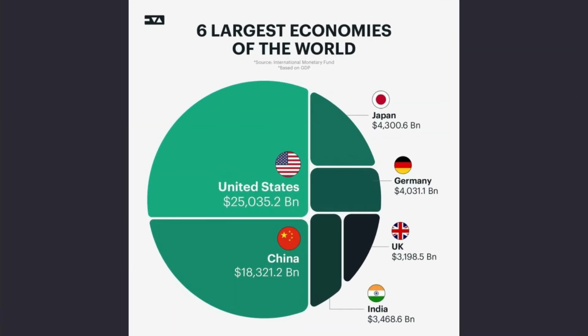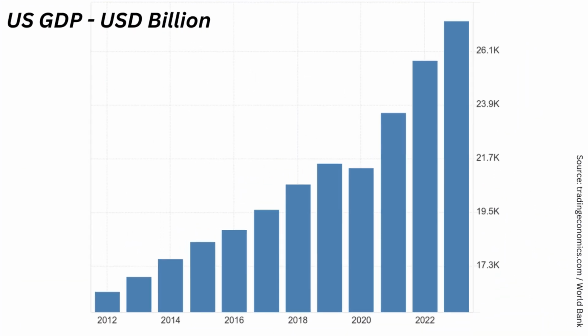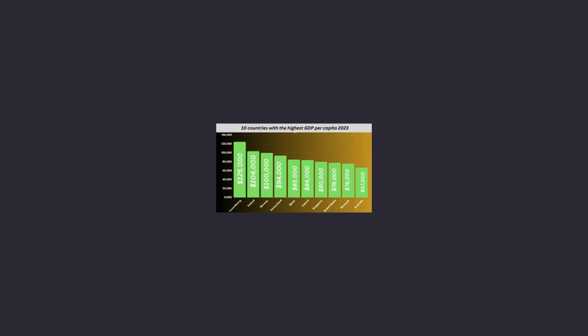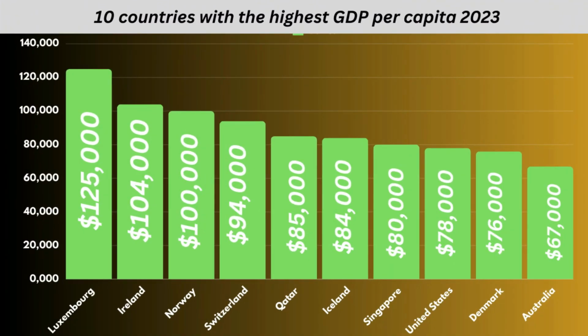Let's take a look at further real-world examples to understand the diversity in economic size and wealth distribution across the globe. In 2023, the United States had a GDP of over $25 trillion, making it the largest economy in the world by total economic output. However, when we examine GDP per capita, or the average economic output per person, smaller nations like Luxembourg, Switzerland, and Norway consistently top the list.